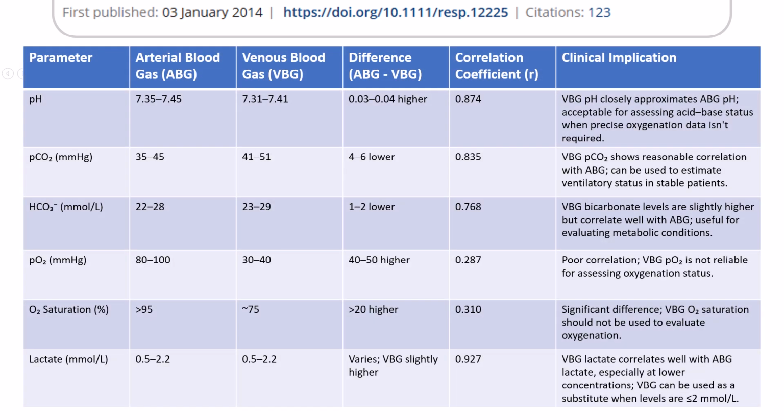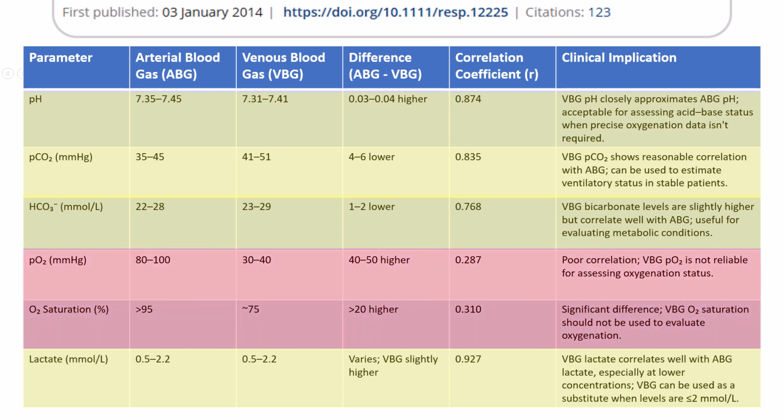As depicted in this table, venous blood gas measurements show a strong correlation with arterial blood gas for pH, carbon dioxide levels, bicarbonate levels, and lactate concentration. This makes venous sampling a clinically acceptable alternative for assessing acid-base balance, ventilatory status, and metabolic conditions in stable patients. However, venous blood gas is unreliable for evaluating oxygenation because the partial pressure of oxygen and oxygen saturation differ significantly from arterial values and show poor correlation.